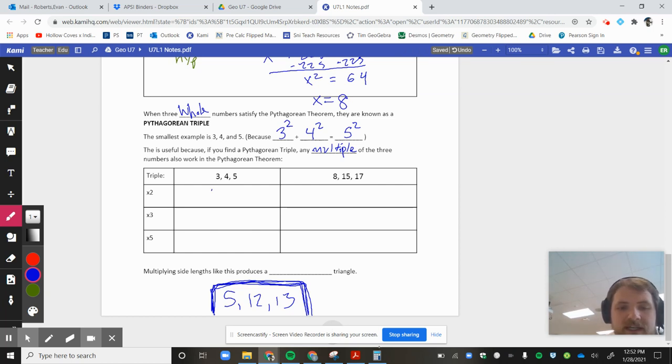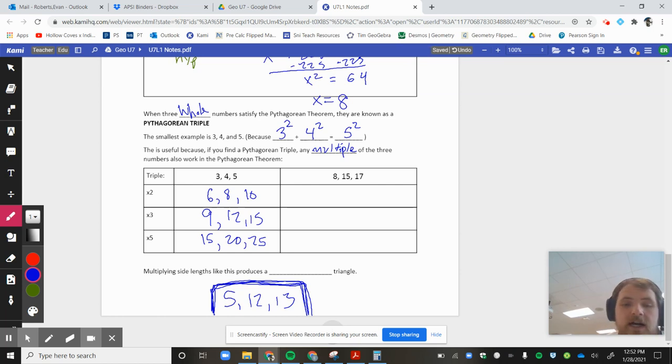So, what's the relationship here? If I multiply by 2, that gives me a 6, 8, 10. Multiplying by 3, that gives me a 9, 12, 15. And I can multiply any of these by 5. It still would work. But I'm just multiplying the original, and I get 15, 20, 25 there.